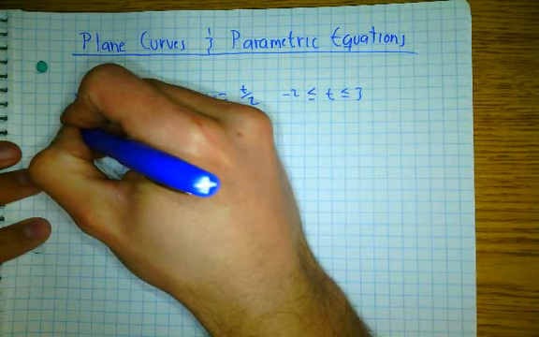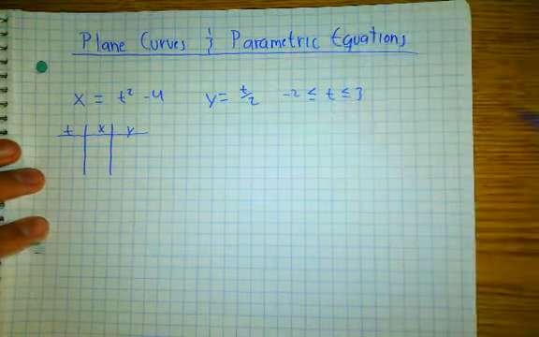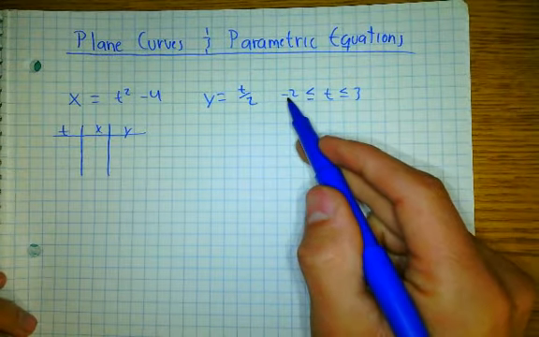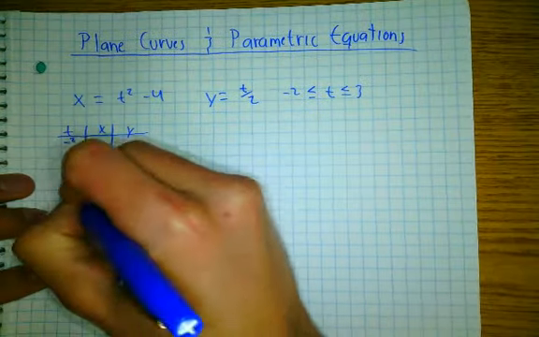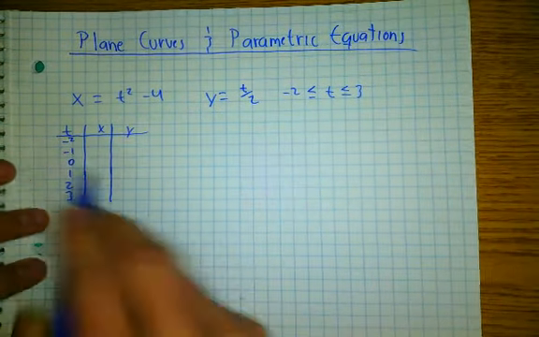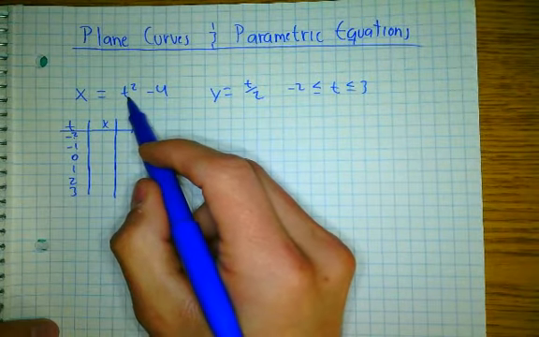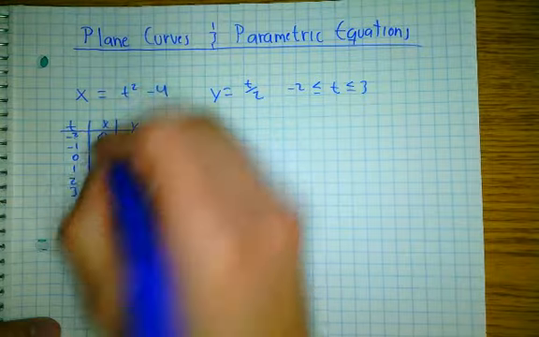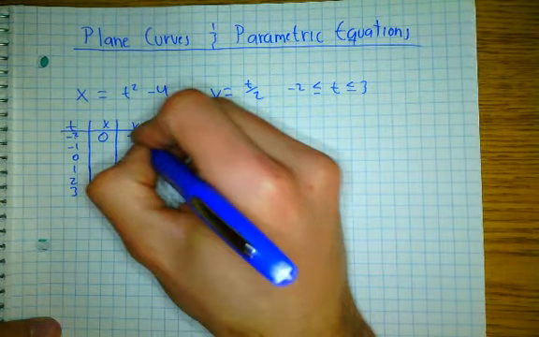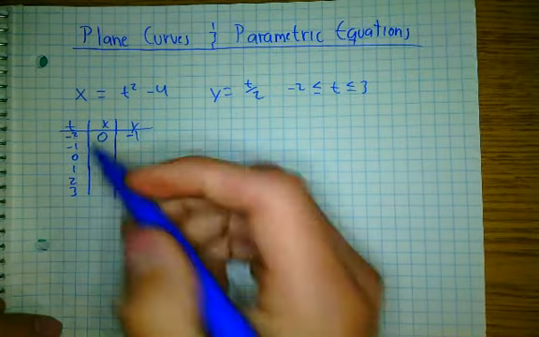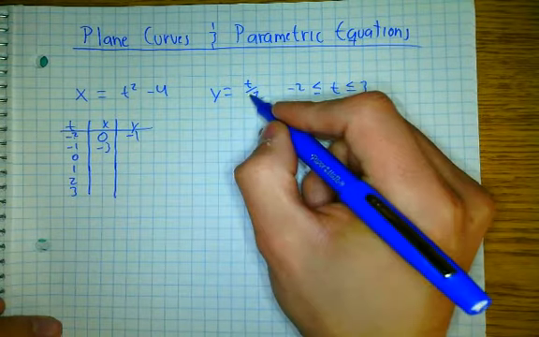So I'm going to create a table with t, x, and y, and I'm literally just going to plug in values from negative 2 to 3. So I'm going to go negative 2, negative 1, 0, 1, 2, all the way to 3, and you plug each value into each equation. Negative 2 squared is 4, minus 4 is 0. And then negative 2 over 2 is negative 1. So we're just going to continue this. That's negative 3, and that's going to be negative 1/2.